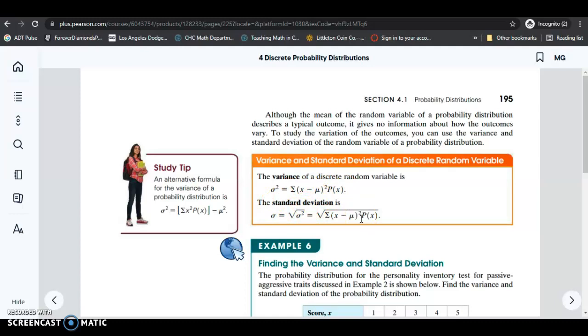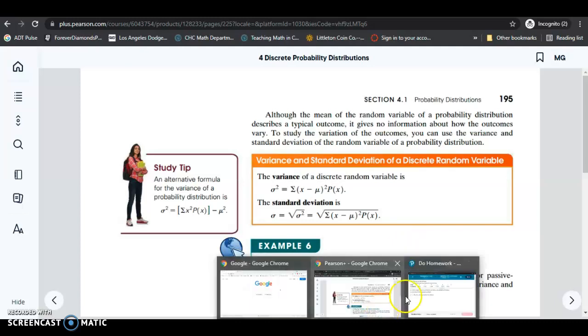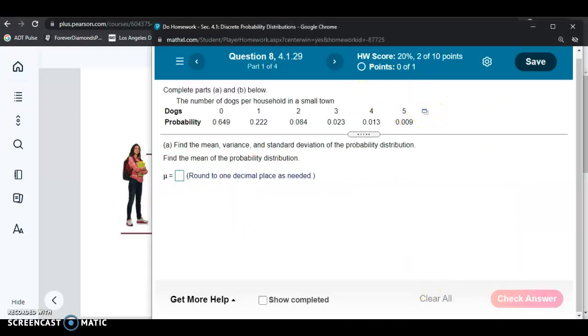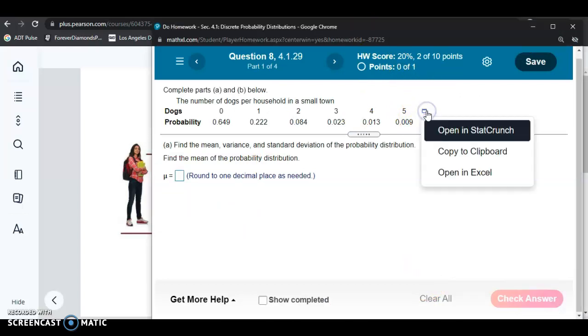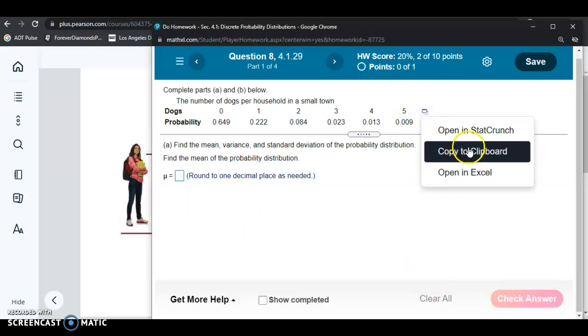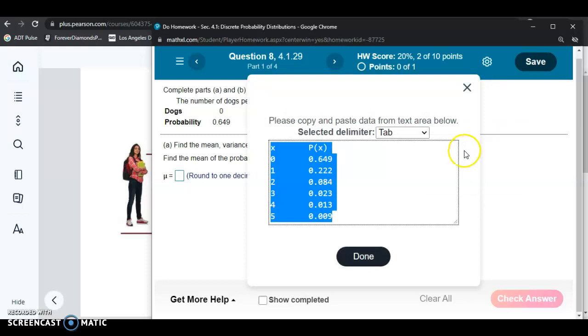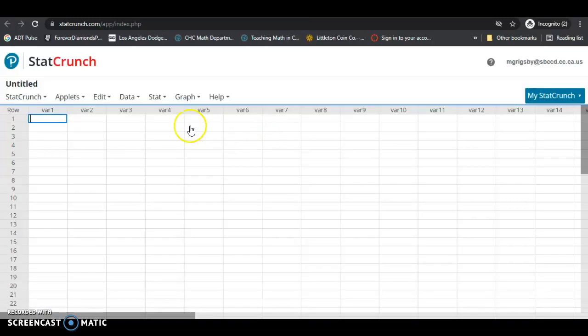The good thing is that you don't have to use the formulas, because if you use the formulas, you have to calculate all that by hand, which can take a long time. So we're going to do this in StatCrunch instead. To do it in StatCrunch, you want to copy the table into StatCrunch. So select copy to clipboard, hit Control-C or Command-C, and then go to an empty spreadsheet in StatCrunch.